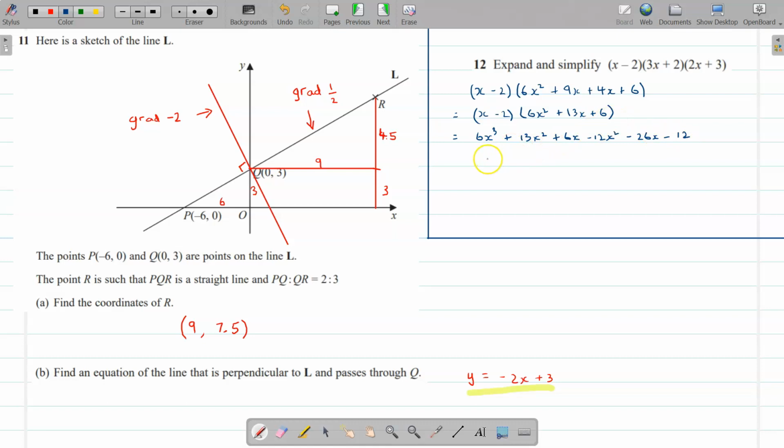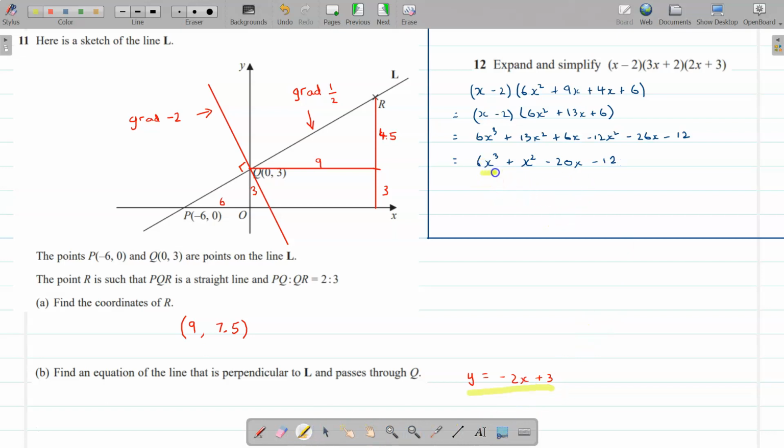Now we just simplify that. 2 pairs of those terms will combine. We will have 6x cubed. In x squared, we're going to have 13 and minus 12, which is plus 1x squared. We don't write the 1, we just write that. We've got plus 6x and minus 26x, which is minus 20x, and we've got our minus 12 at the end. And that's a fully simplified expansion.